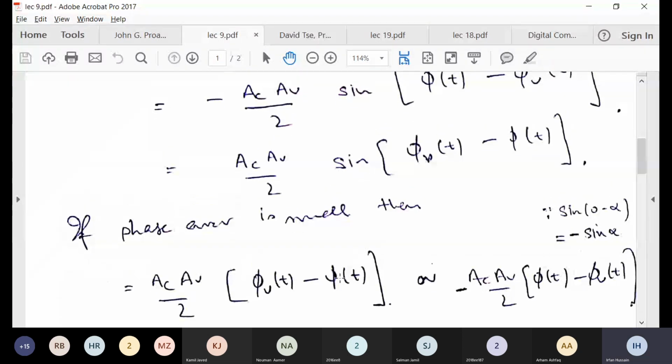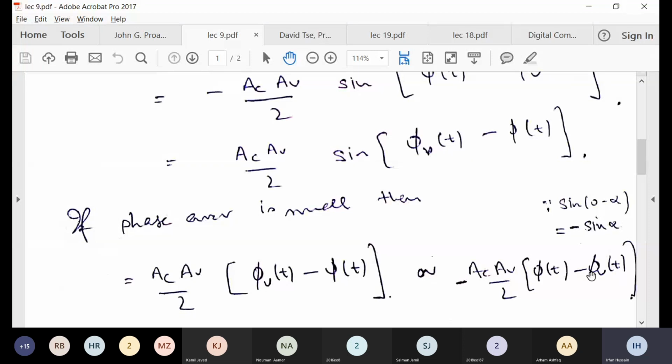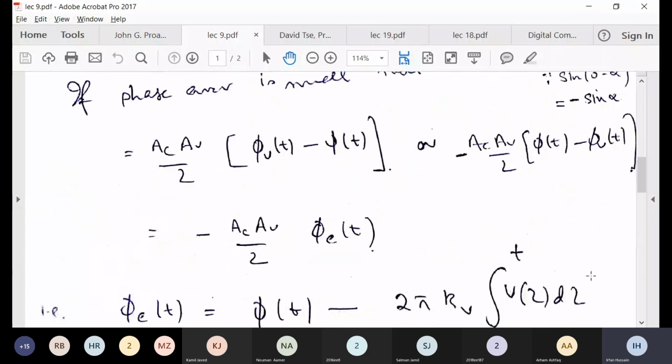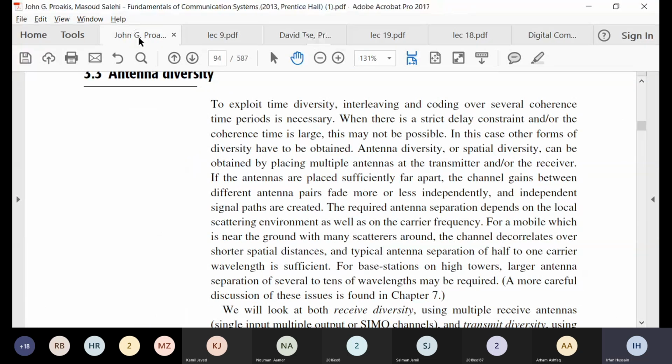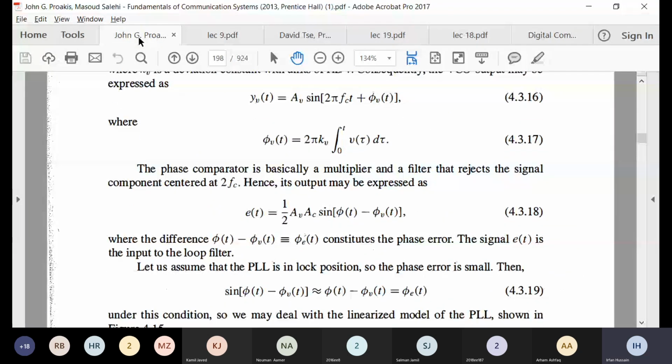If you want to keep phi(t) minus phi_v, this will be minus. Both are actually similar here. So as the book has defined phi error as phi(t) minus phi_v, you will write this as phi_e(t). This will be the output of the comparator. The comparator output will be the error signal times this.